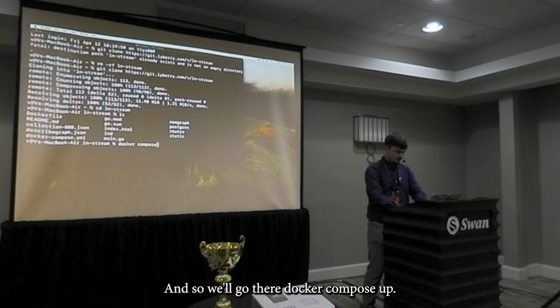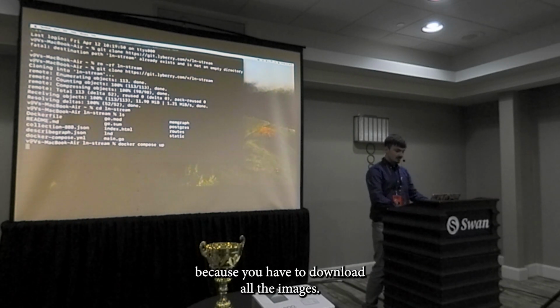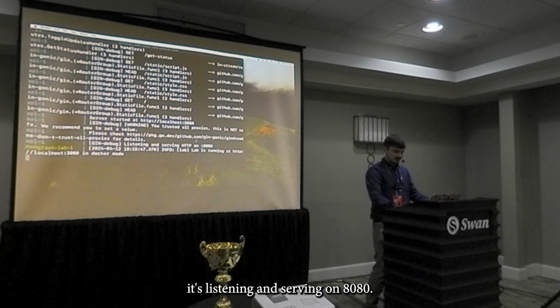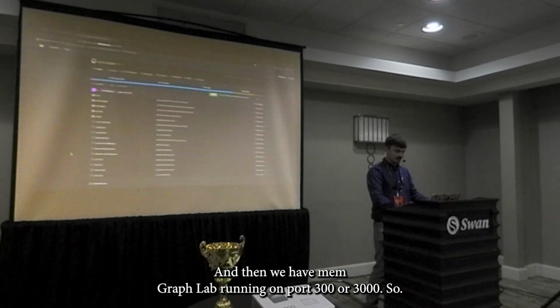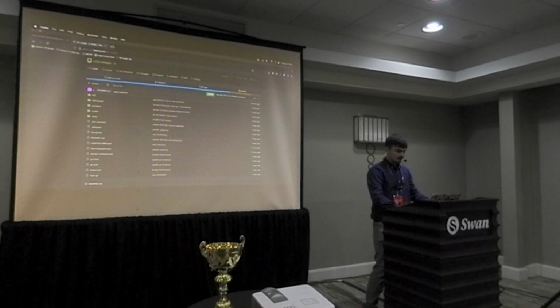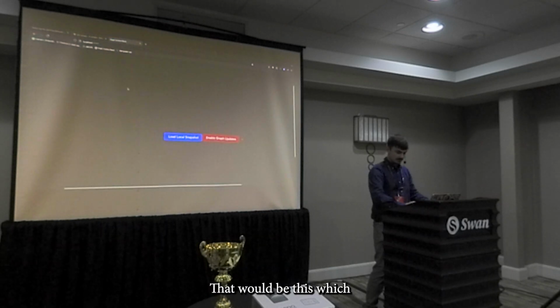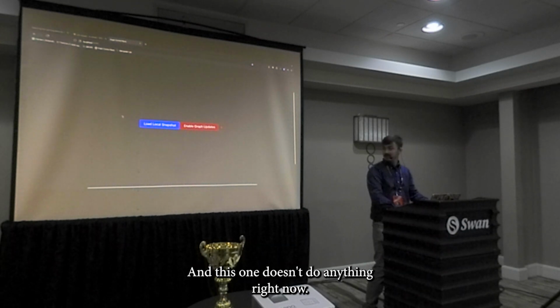Docker Compose up. And if you're running this on your computer, it'll take a little while because you have to download all the images, but I've already got them, so it starts up quickly. And you can see that it's listening and serving on 8080. And then we have Memgraph Lab running on port 3000. So that would be this, which is really just 2 buttons, and this one doesn't do anything right now.